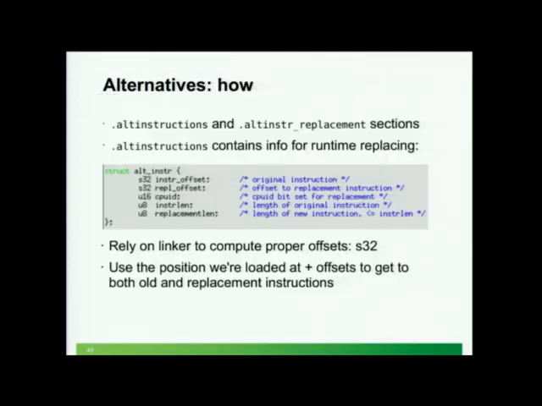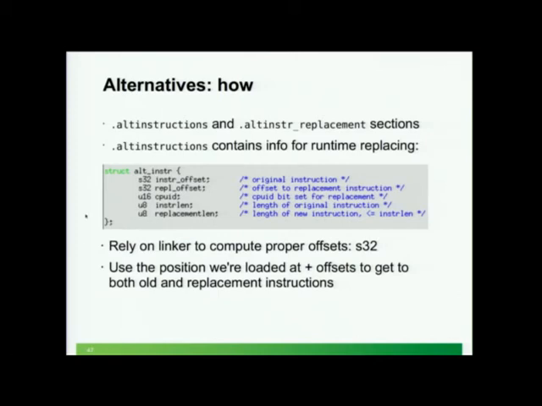How is this done? We put enough information into the kernel binary so that we can do the replacements. We use two sections, .altinstructions and .altinstr_replacement. The .altinstructions section contains these structures. So it has the offset to the original instruction, then the offset to the instruction we want to replace it with, and we have this feature bit which we test, and then we have the original instruction length and the replacement length. We want to check whether the lengths are matching.